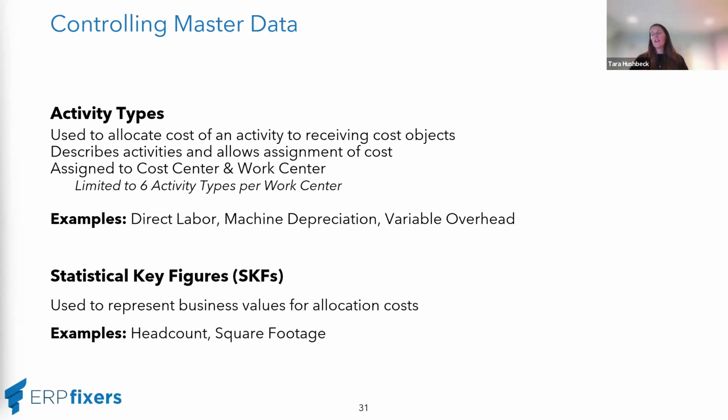And then finally, statistical key figures, which are used to represent business values for allocation of costs. Some examples that I've seen used pretty heavily are headcount and square footage. And I'm going to get into how you could use statistical key figures later, but I just wanted to set the stage of what is a statistical key figure.